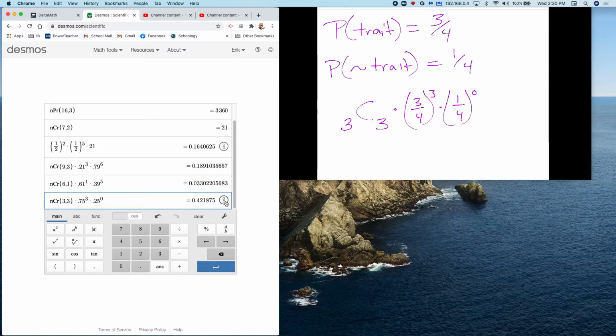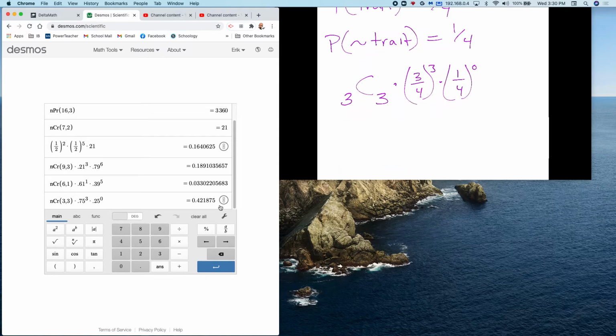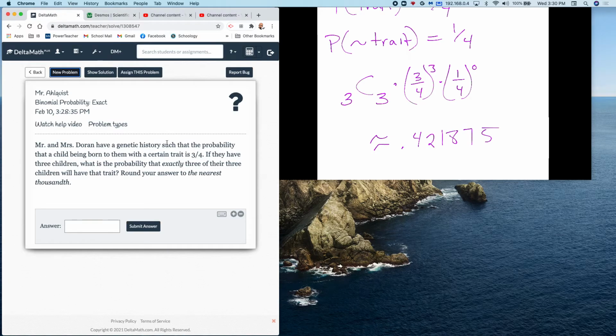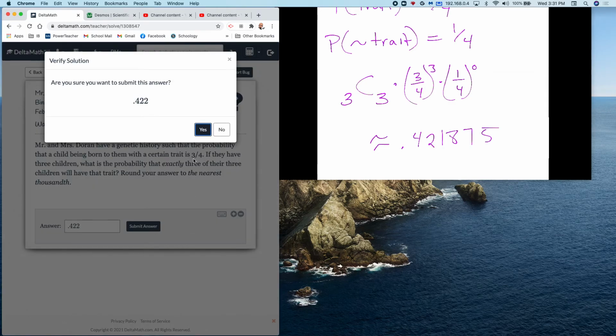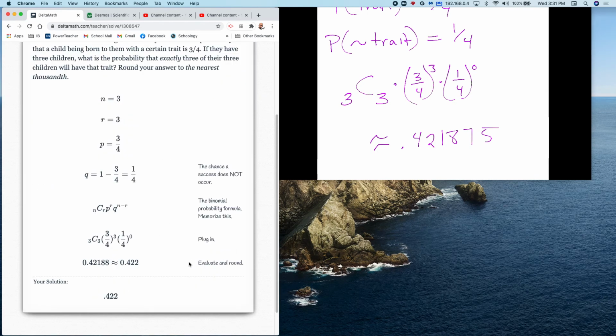If you wanted to get a fraction, you could get a fraction right here. You can see how this thing pulls it to a fraction. It doesn't matter to me. It doesn't matter to Delta Math what you get, but we get roughly 0.421875. Now let's answer whatever Delta Math asks us. Round to the nearest thousandths. Again, that's 3 decimal places. So we're going to do 0.422, because we're going to round up on that one. And we get the right answer there.